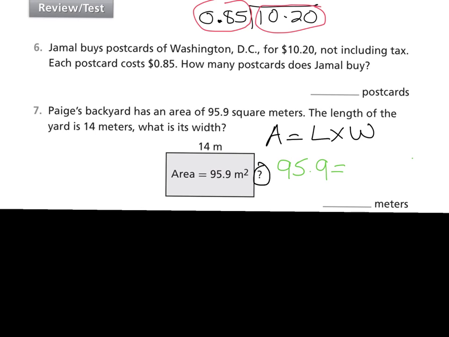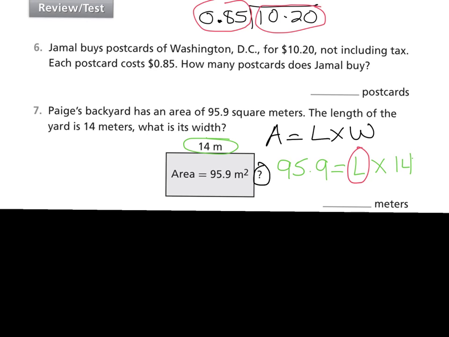We know this side, which could be the width. I'm going to make that the width. You could call it anything you want. I'm not going to label it. I'm going to leave the label off of that. So now we have our equation rewritten because we know a couple of the numbers, and now we only have one number that we don't know, and that's the length.